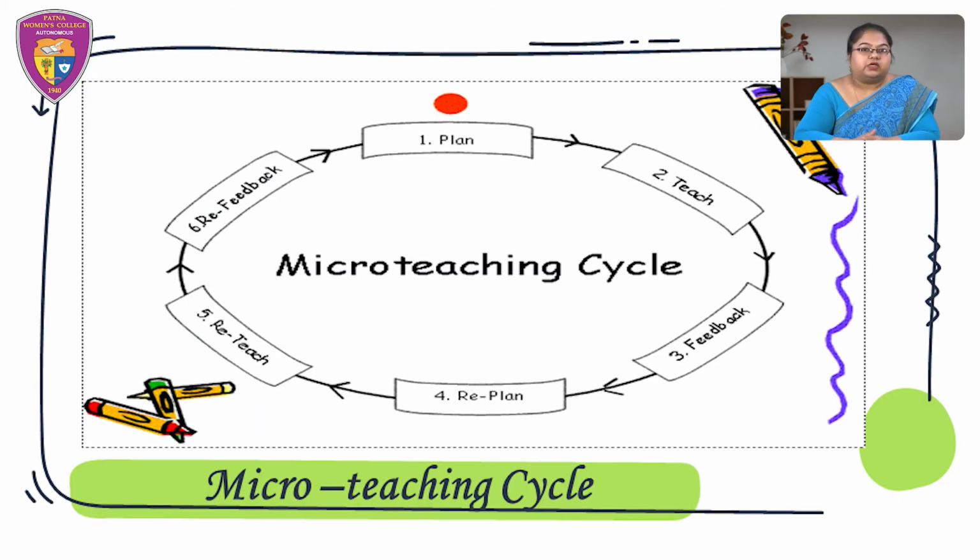Now the figure here depicts the micro teaching cycle. In planning, a skill is selected and micro lesson is planned according to its components. The skill is practiced by teaching of micro lesson. After teaching, immediate feedback is provided to the student on the various components and teaching behavior of the skill. Based on feedback, micro lesson is replanned, retaught, and again feedback is given till mastery over the skill is attained.